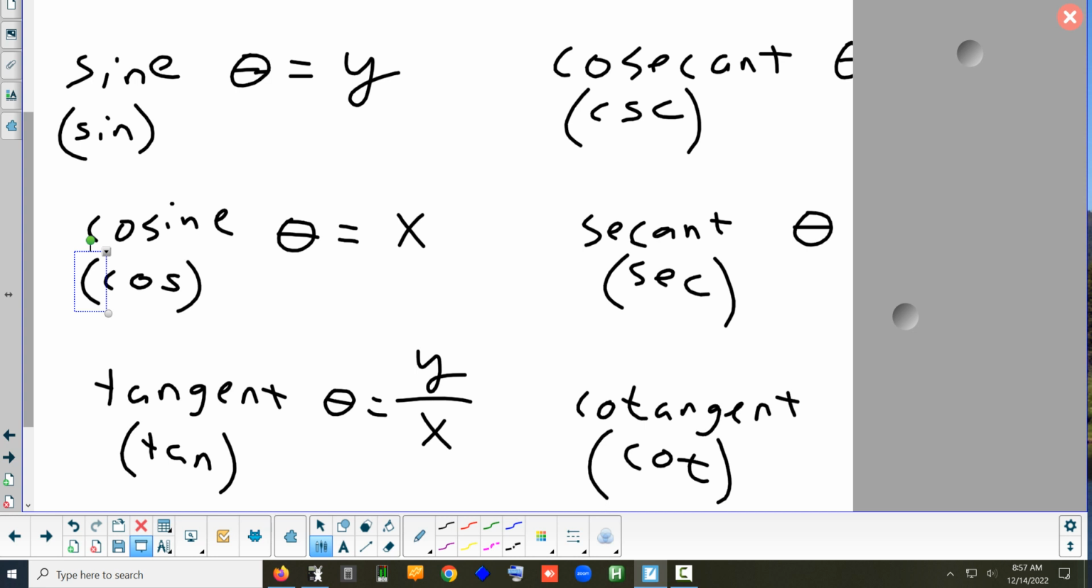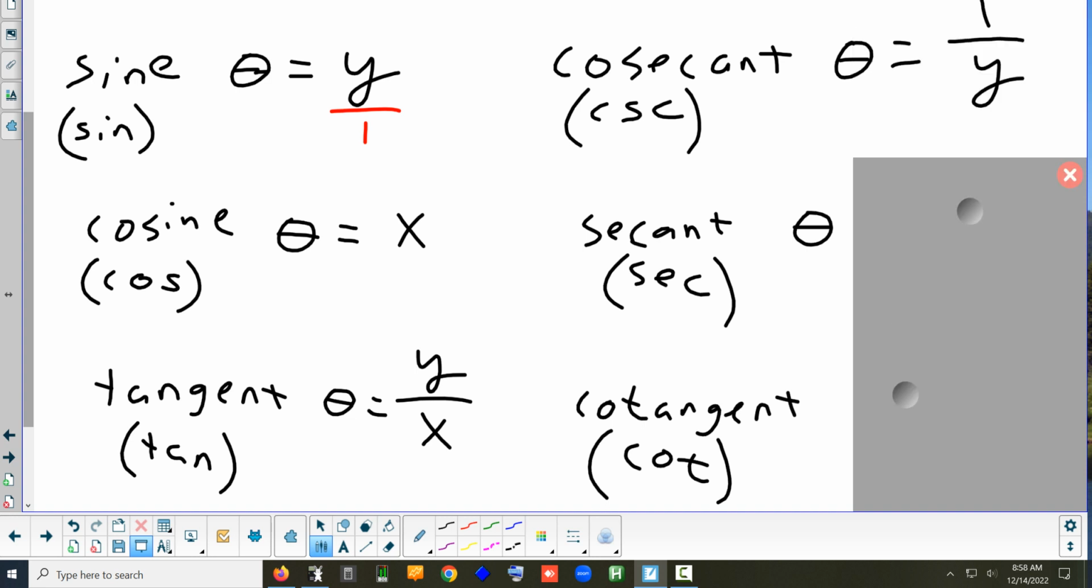And the way I wrote these trig functions across from each other, these are what we call reciprocal identities. It means you flip one and it gives you the other. So you might think, well, wait, how would you flip y? Well, think of y as y over 1. What do you get if you flip y over 1? 1 over y. And that is the cosecant. It's 1 divided by the y.